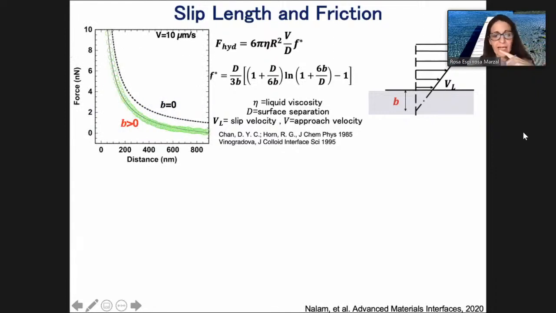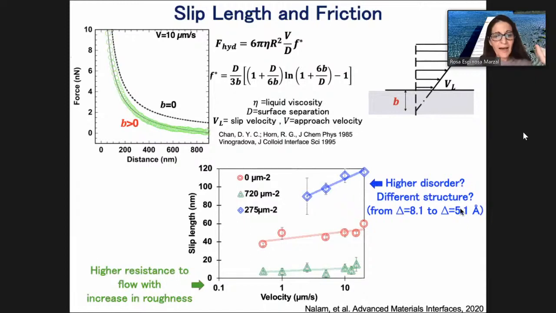And this is the last diagram I want to show you. This is the slip length as a function of the approach velocity for the three substrates. The smooth one has a slip length of about 40 nanometers, and the highest roughness has the smallest slip length, which is intuitive again because the roughness hinders the flow of the ions, so it brings the ions to a still state, and the slip length is close to zero. But again, at the intermediate roughness, we have the largest slip length.